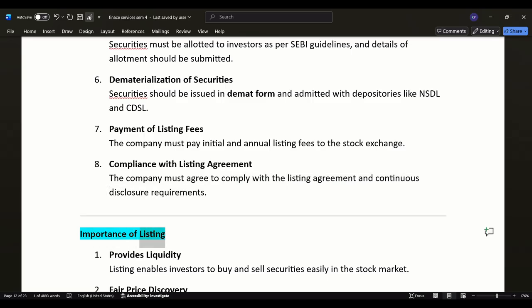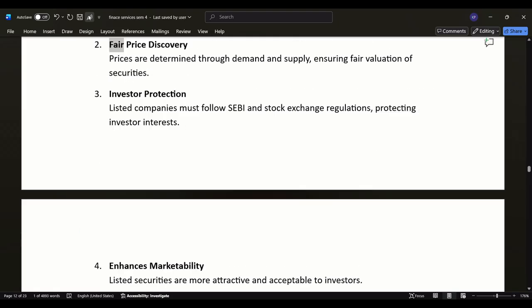Importance of listing. Provides liquidity. Listing enables investors to buy and sell securities easily in the stock market. Fair price discovery. Prices are determined through demand and supply, ensuring fair valuation of securities. Investor protection. Listed companies must follow SEBI and stock exchange regulations, protecting investor interests. Enhances marketability. Listed securities are more attractive and acceptable to investors.